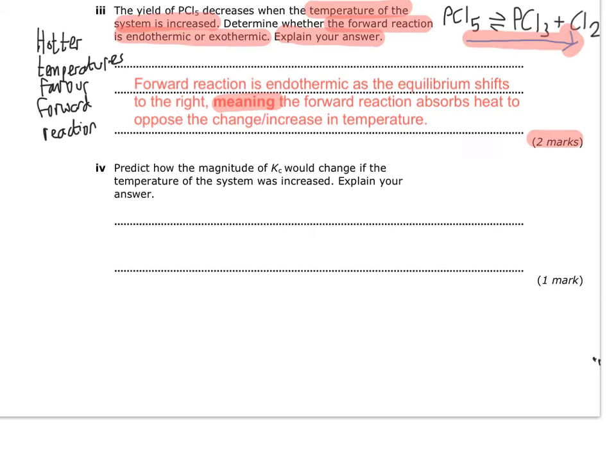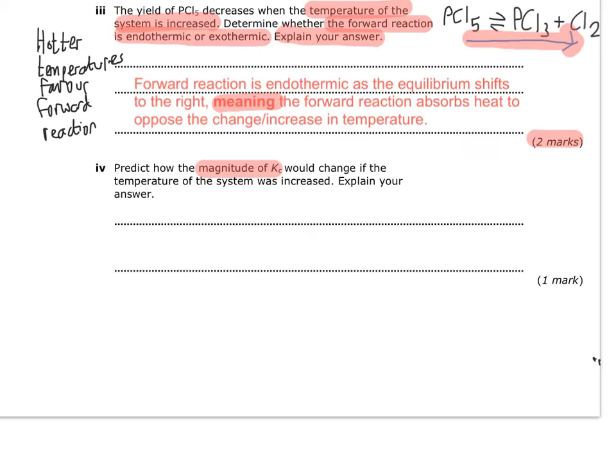So the next one says, predict how the magnitude of Kc. Now magnitude is a word that describes a mathematical size of a number. Now, if you're a mathematician and you've been taking maths, they may describe it in a slightly different way, but to my humble chemistry mind, my understanding of a magnitude is the size of a number mathematically. Mathematically meaning the important train of thought here. So it says predict how the magnitude of Kc would change. To me, that means I have to explain it in mathematical terms.